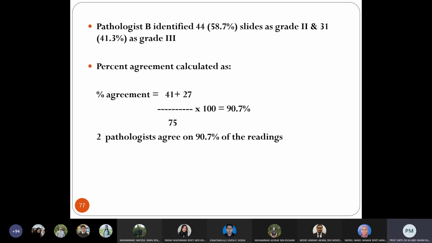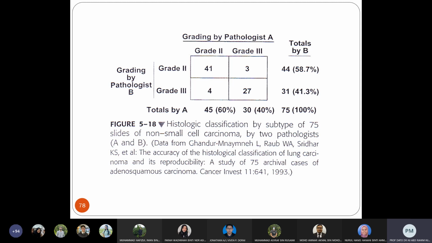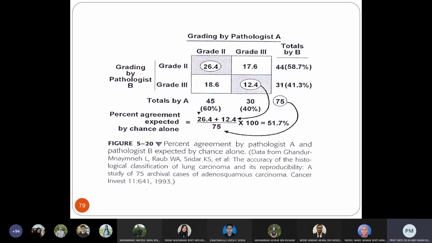Okay, so this is the percentage agreement by both of them, 41 and 27. Okay, so now we go to this. We go here, percentage by pathologist A and pathologist B expected by chance alone. So now we want to calculate how to calculate the percentage by pathologist A and B expected by chance alone.